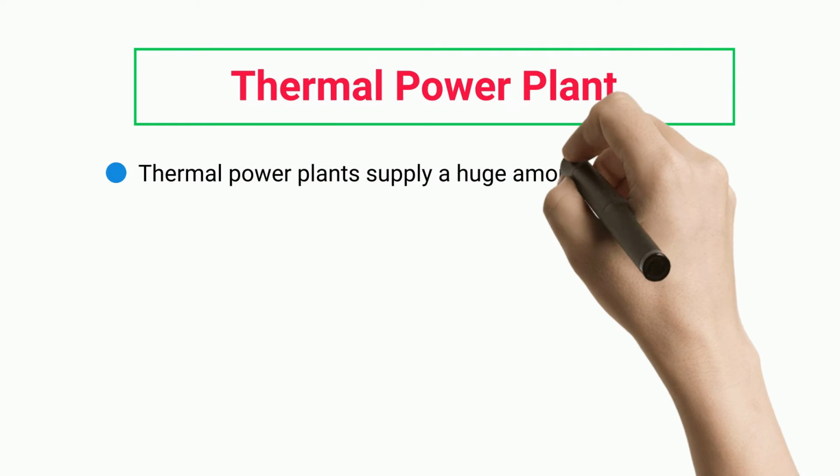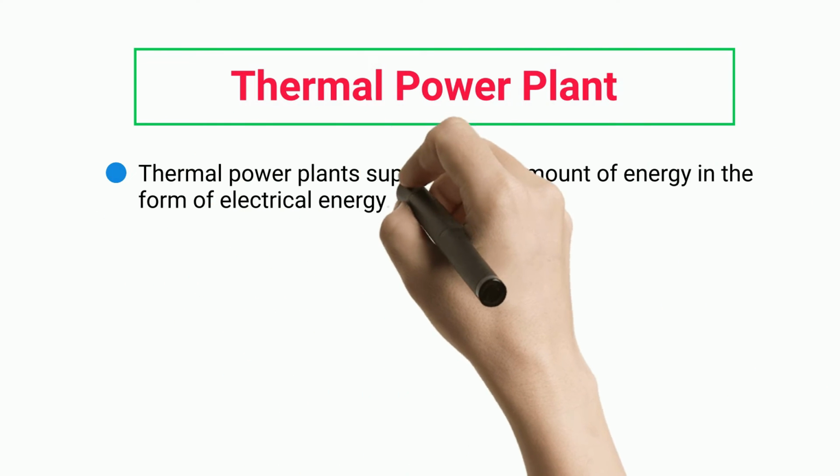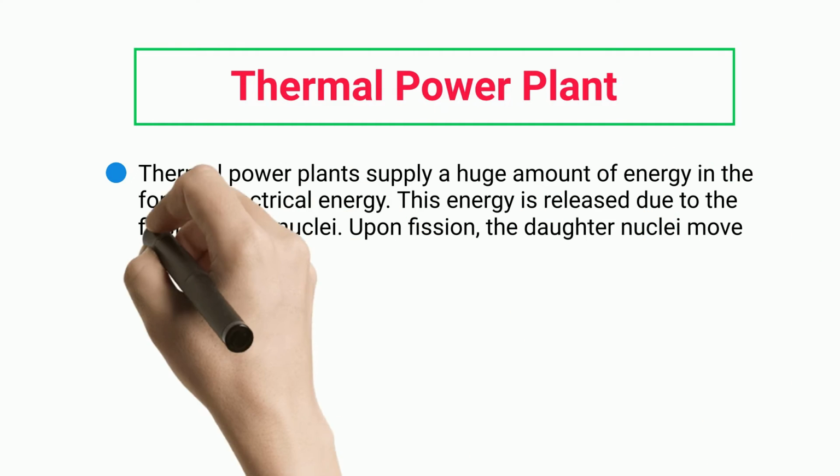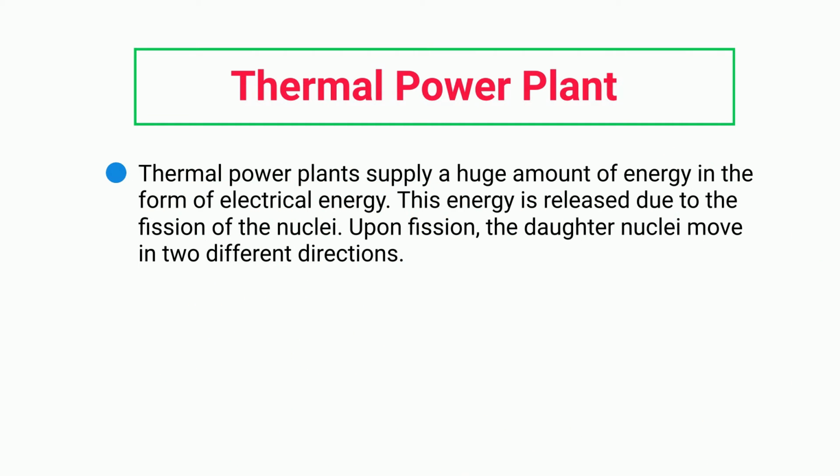Thermal power plant. Thermal power plants supply a huge amount of energy in the form of electrical energy. This energy is released due to the fission of the nuclei. Upon fission, the daughter nuclei move in two different directions.